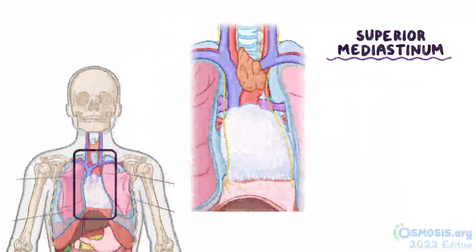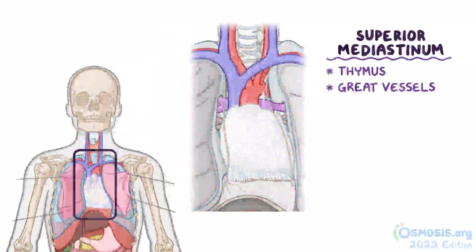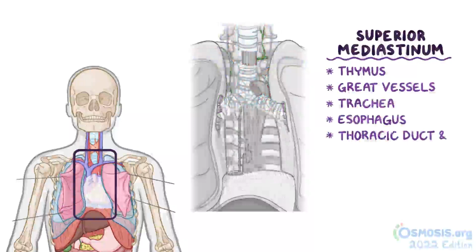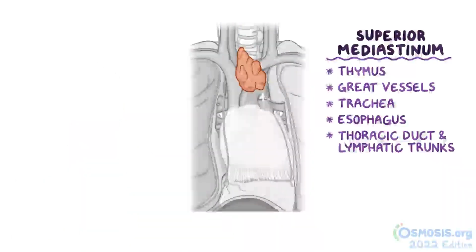From anterior to posterior, it contains the following structures: the thymus, the great vessels, the inferior continuation of the trachea, the inferior continuation of the esophagus, and the thoracic duct and lymphatic trunks. Now, let's take a closer look at some of these structures one by one.